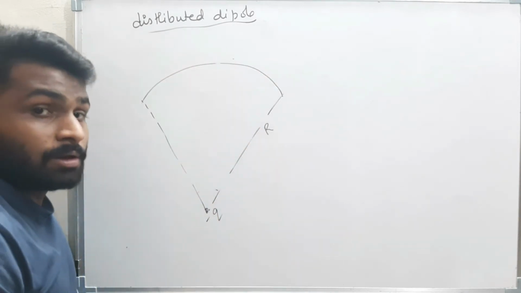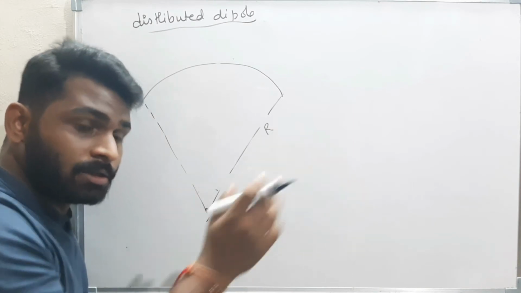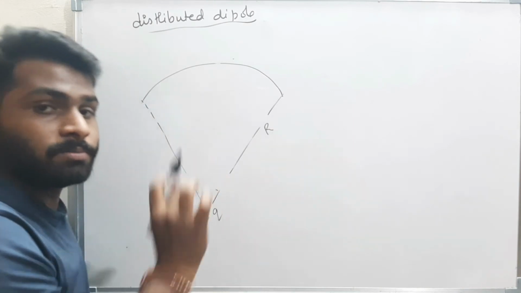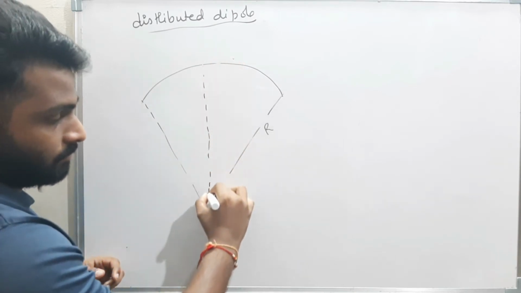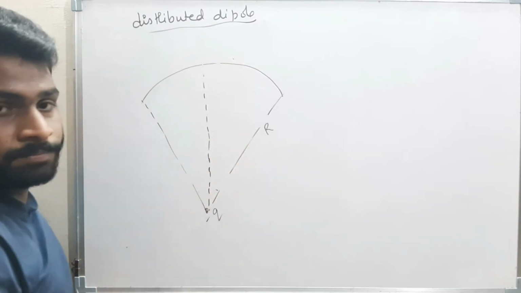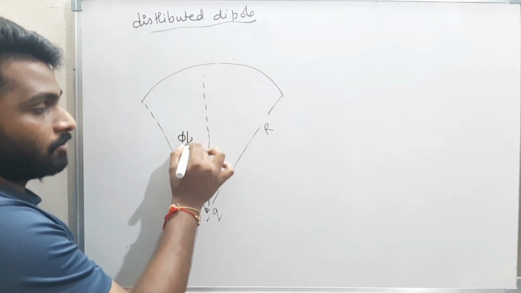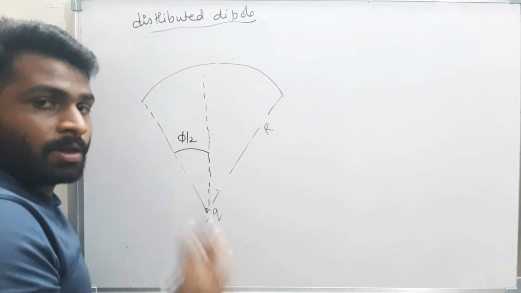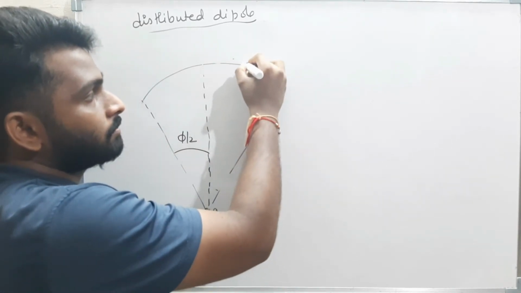Now observe carefully. If you know how to find electric intensity due to an arc, then this is very simple. Now see here. This is the central line, the angular bisector, and this is making some angle phi by 2, and this is also phi by 2. Now I am assuming a very small elementary arc.